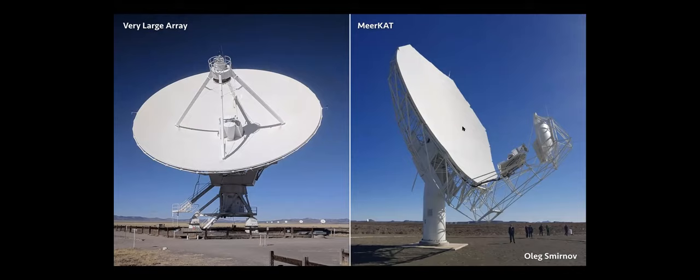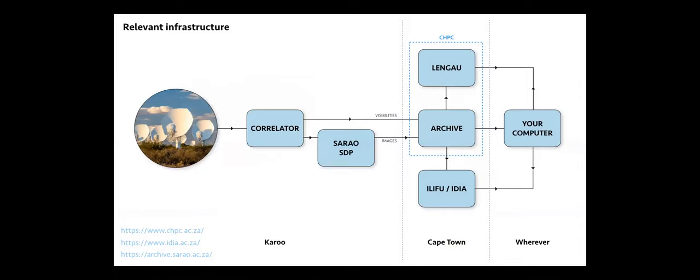But I do highlight it to show you that the advances in technology since the VLA was built have really delivered an amazingly sensitive machine. The most capable radio telescope of its kind in the world is right there in South Africa. Just to highlight some relevant infrastructure before I move on to talking about the galactic center finally.